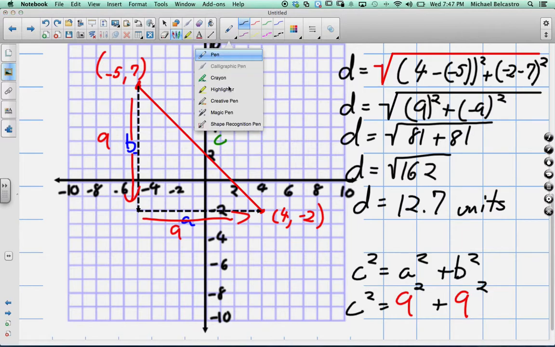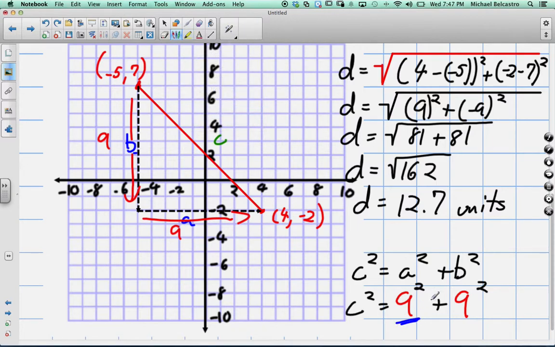So I want to show you already the similarity between this. Wrong pen. Here we go. Here's our 9 squared plus 9 squared, which is exactly this, 9 squared plus 9 squared. The only difference is this is over a square root. And why is that over a square root? What haven't I done yet here? Do you know?